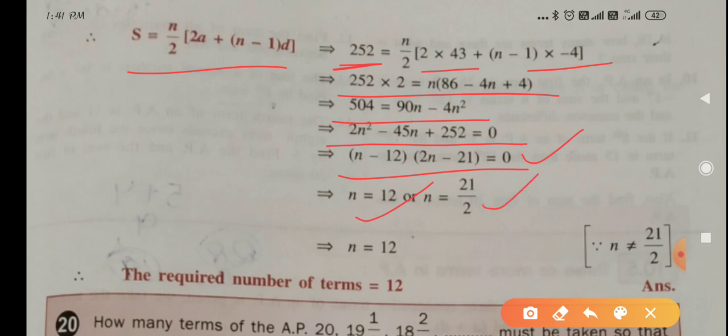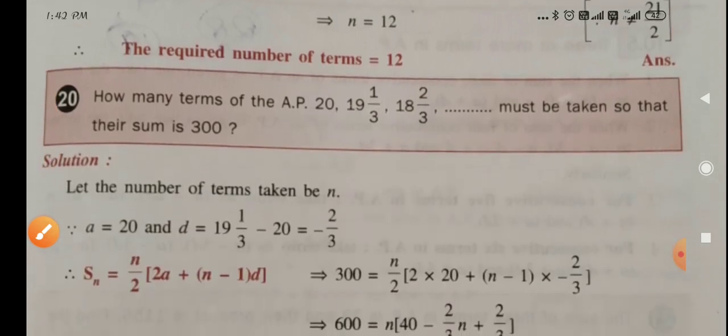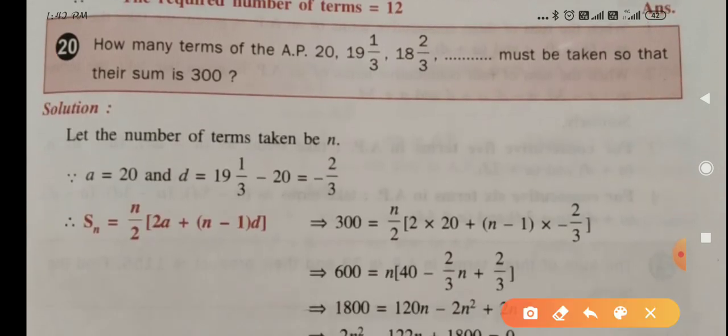But n should be an exact number. 21 upon 2 means 10.5. So n should be 10 or 11, not 10.5, so this value of n you reject. So n is 12, and the required number of terms is 12. There are 12 terms for which the sum of the given AP is 252. Like this you can find the answer. You can do the next example yourself.